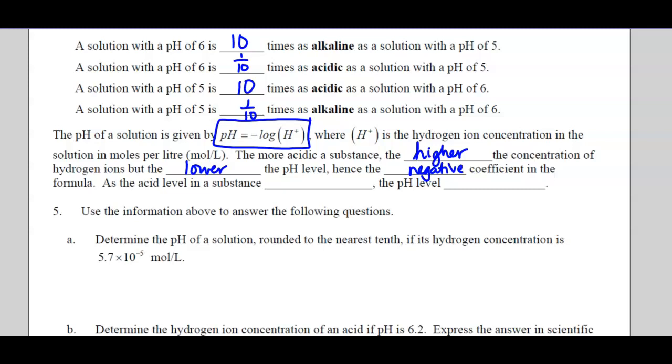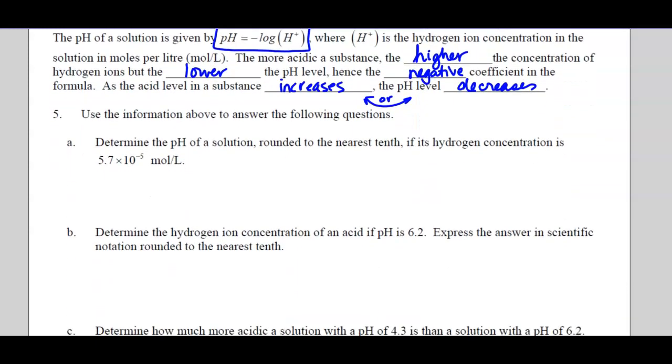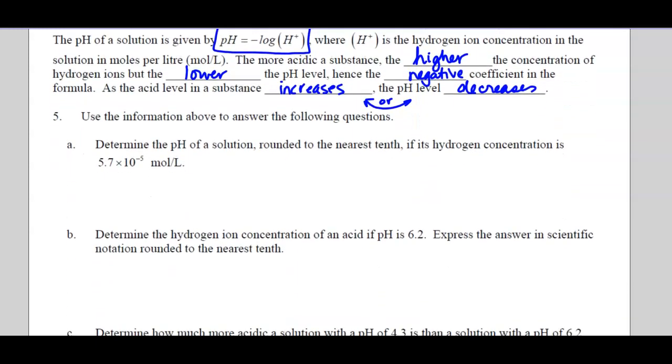Okay. So as the acid level in a substance increases, then the pH level decreases, or vice versa, right? Okay, so the first one is pretty easy. It's just substituting into the formula, determining the pH.